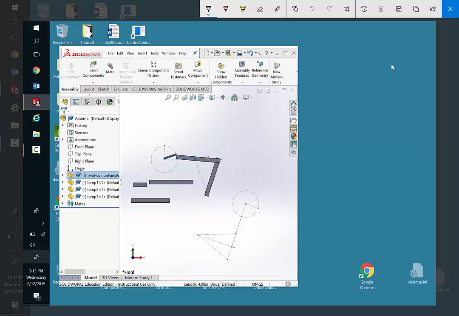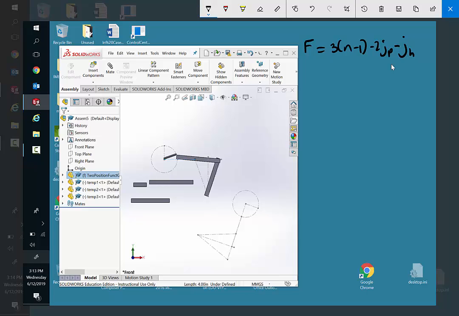So Gruebler's equation, as you probably recall, basically is F equals 3 times (n minus 1) minus 2 times J sub P, primary joints, minus J sub H, higher order joints. This is for a planar problem, and it doesn't handle special cases.